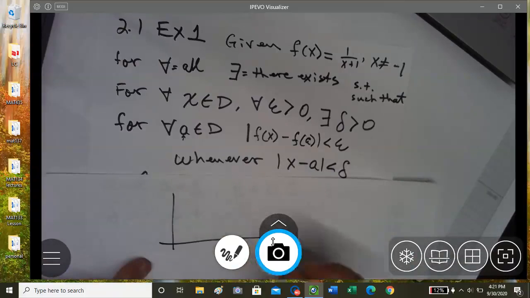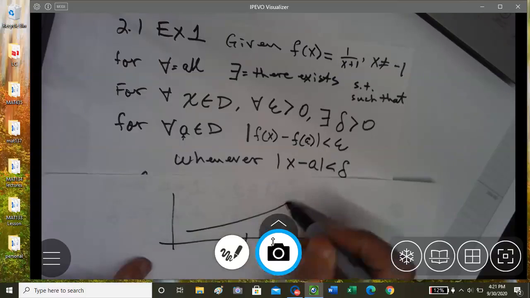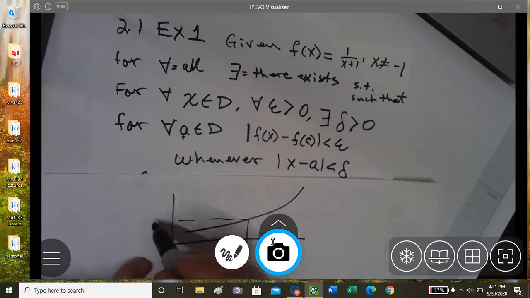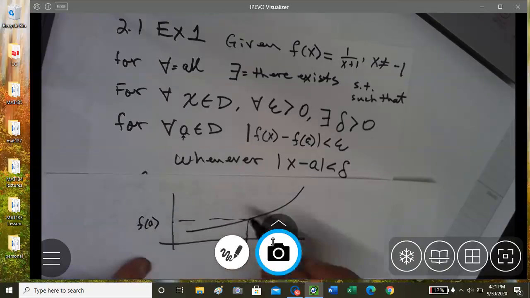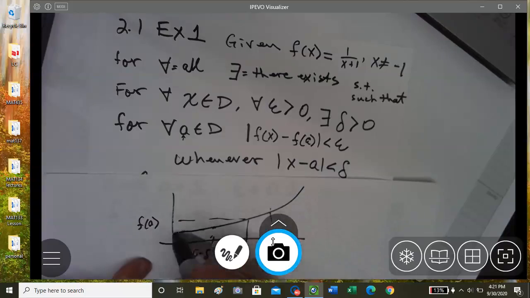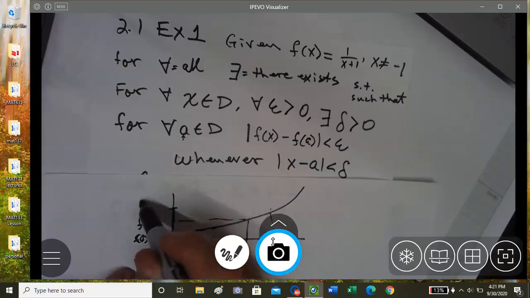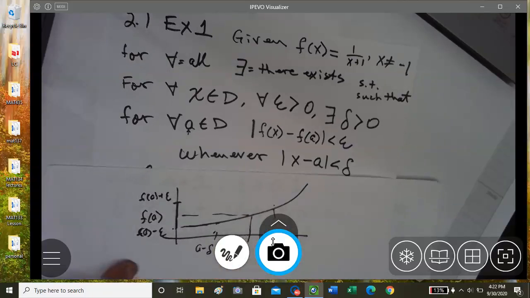So if we're looking at this, here's a, here's our curve, here's our limit f(a), and we're saying that we want to find some delta so that we have a plus delta and a minus delta. We want to find that range so that we can get within this range here, f(a) minus epsilon and f(a) plus epsilon. Okay, so that's what we're trying to get here.